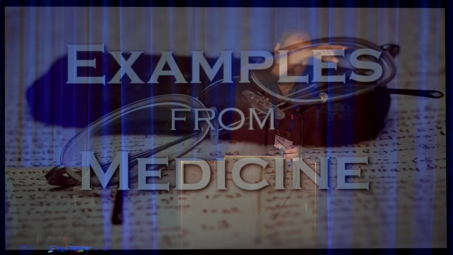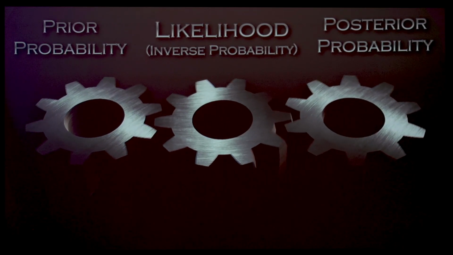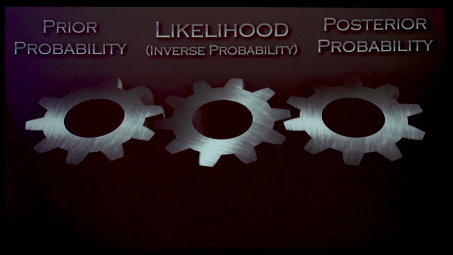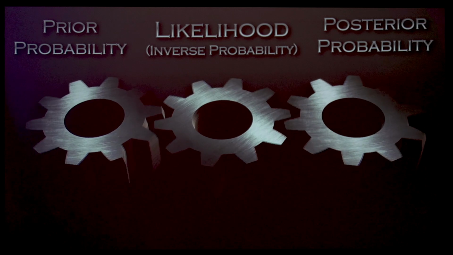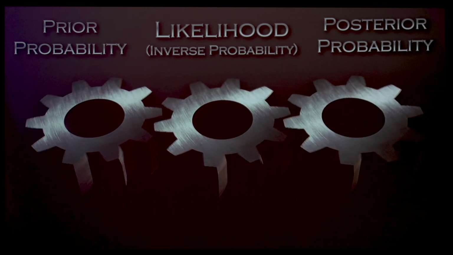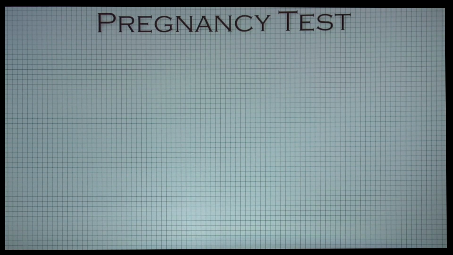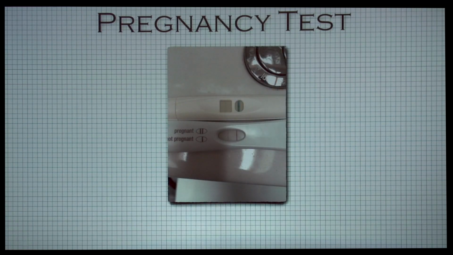So I want to get on to some CBCT stuff, but I want to really drive home prior probability, likelihood, posterior probability. All right. So it's these three gears that have to turn. You've got to have all three of these pieces of the puzzle to make the inferential engine work. So let's look at a pregnancy test. What's the purpose of the pregnancy test? Well, we want to know, do we have a baby or not?